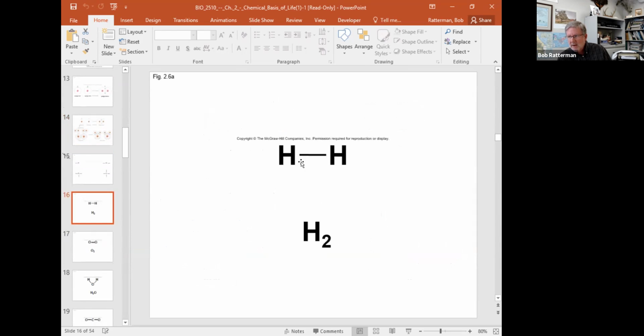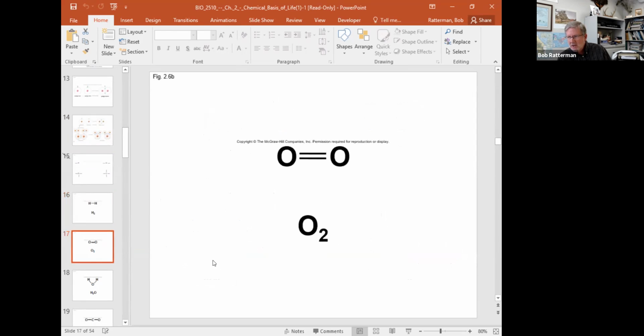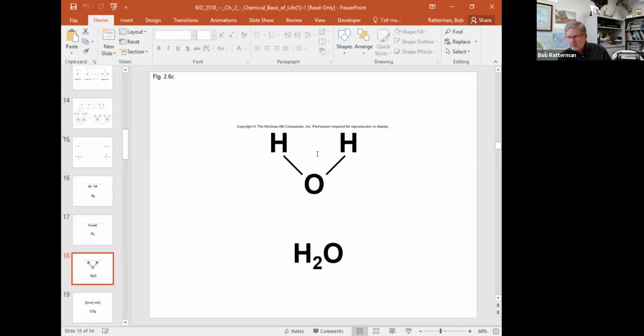We denote the presence of a single covalent bond with a line. If we're sharing 2 pairs, we use an equal sign kind of thing. It's not really an equal sign, but it's 2 lines: 2 single covalents, or a double covalent. Here's water. Here's the oxygen. Here's the single covalent bond between it and each of the hydrogens.